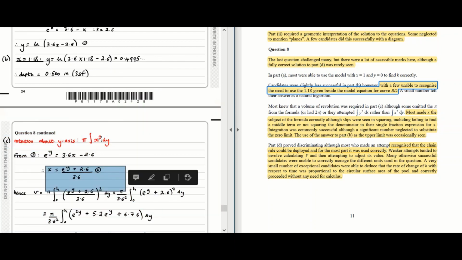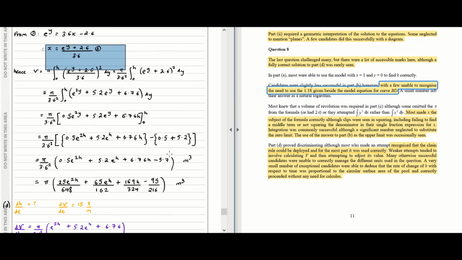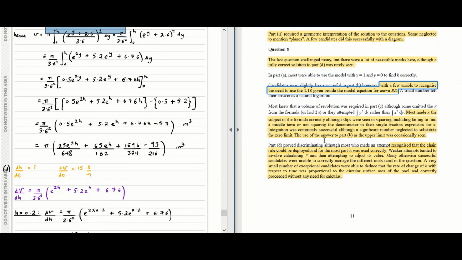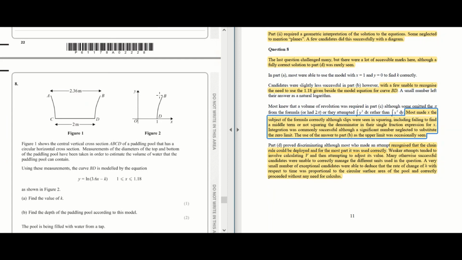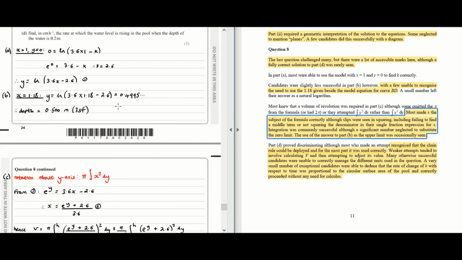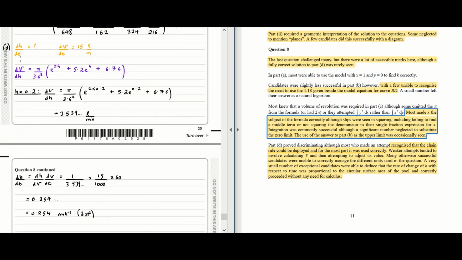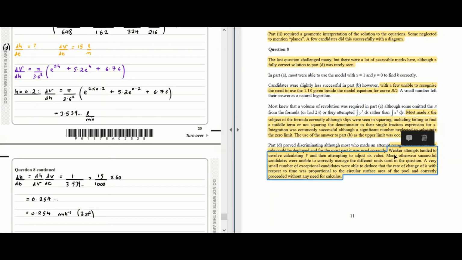But there were a lot of errors in terms of the algebra in this question. And even in terms of the limits, there were a lot of slips, and you have to just make sure that you recognize everything makes sense if you look at the diagram. So just make sure that you pay attention to your limits. But part D, which again is from your regular A-level maths in my opinion, that's just a standard chain rule question. It wasn't a difficult question. A lot of people failed to recognize that you had a chain rule question. Weaker attempts tended to involve calculating V and then attempting to adjust its value. I don't know why people do that.